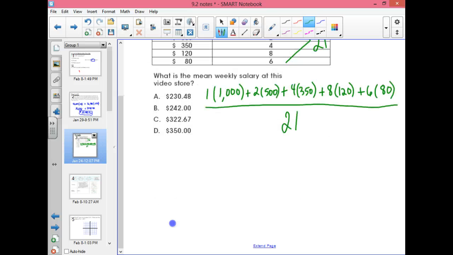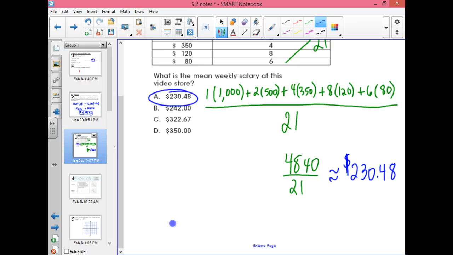All right. So if you do your math correctly, you should have 4,840 divided by 21. So the average salary is about $230 per week. And that would have been A.